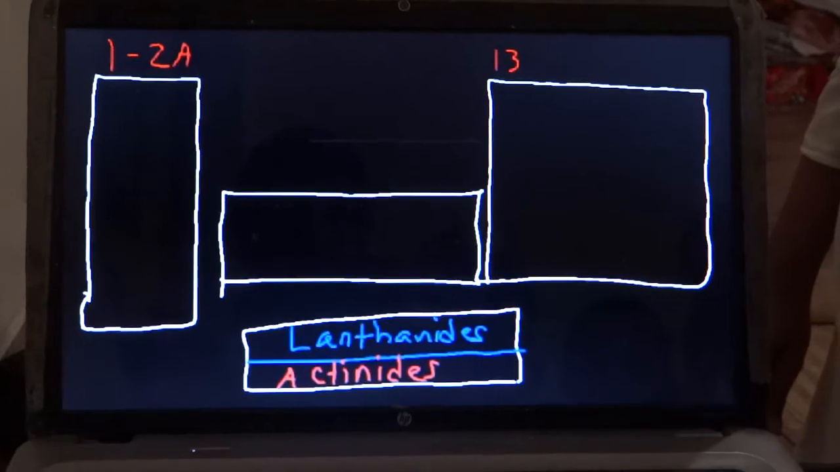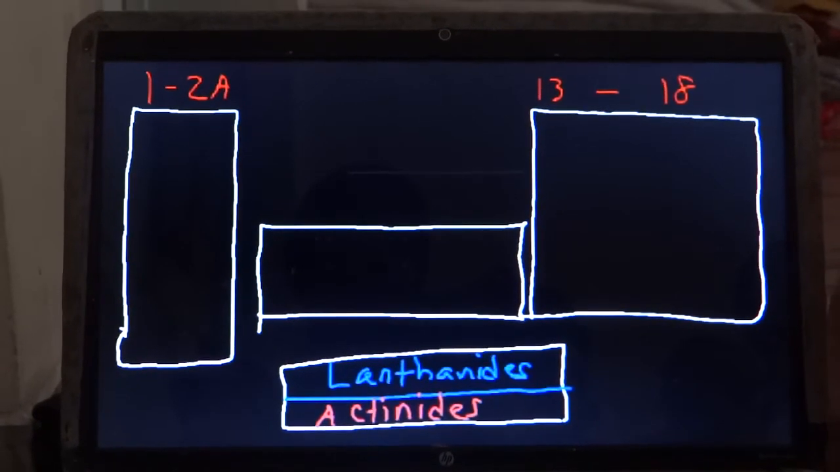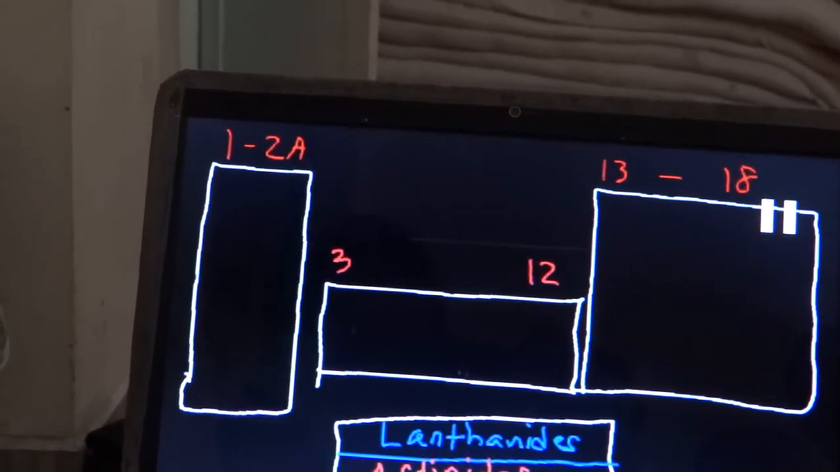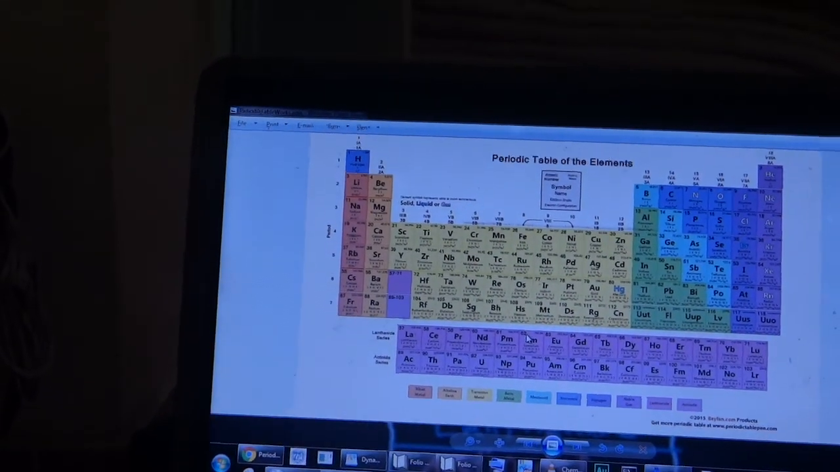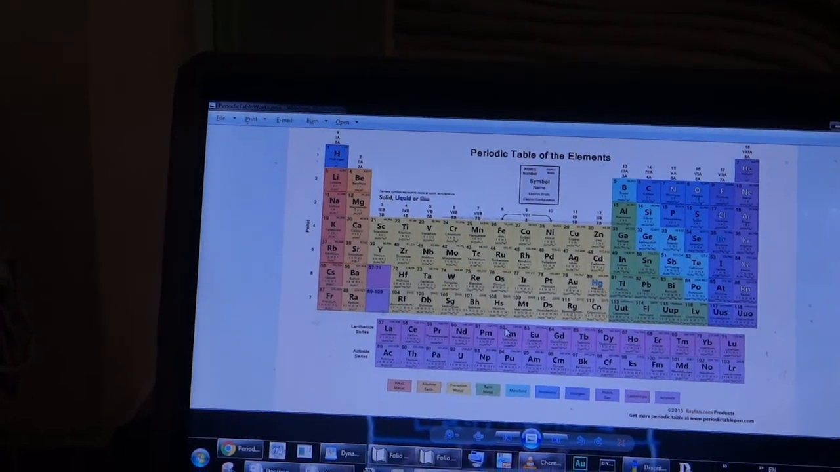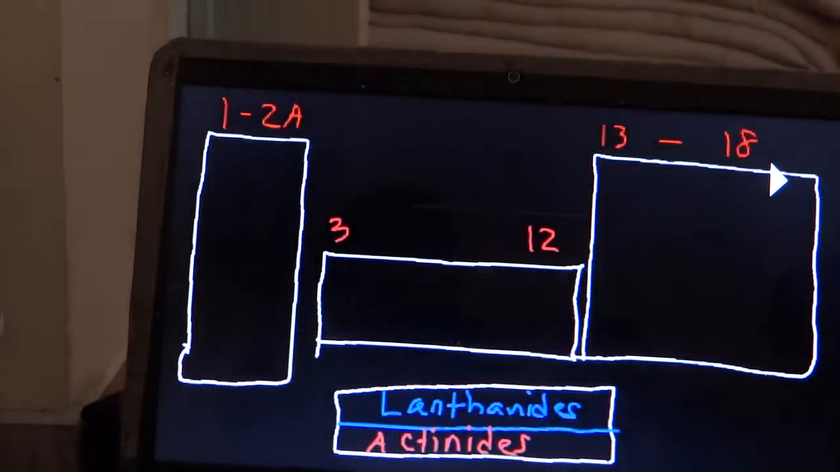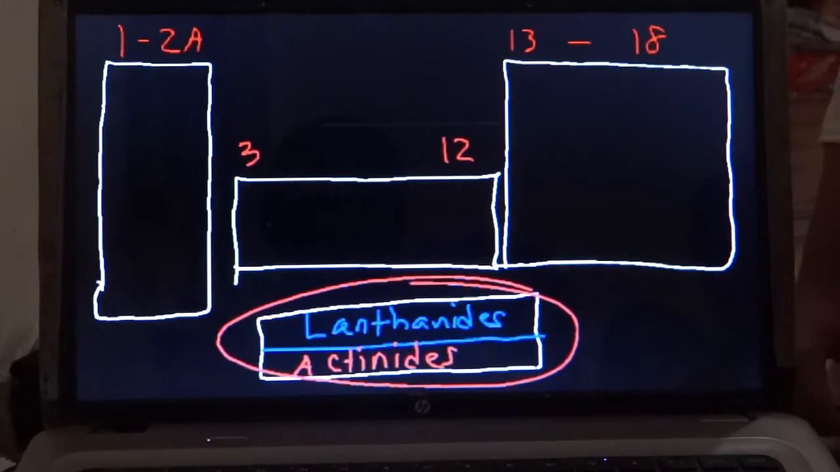Groups 13 to 18 are known as representative elements. Groups 3 to 12 are the transition metals. Understood? And then the inner transition metals are non-representative elements.